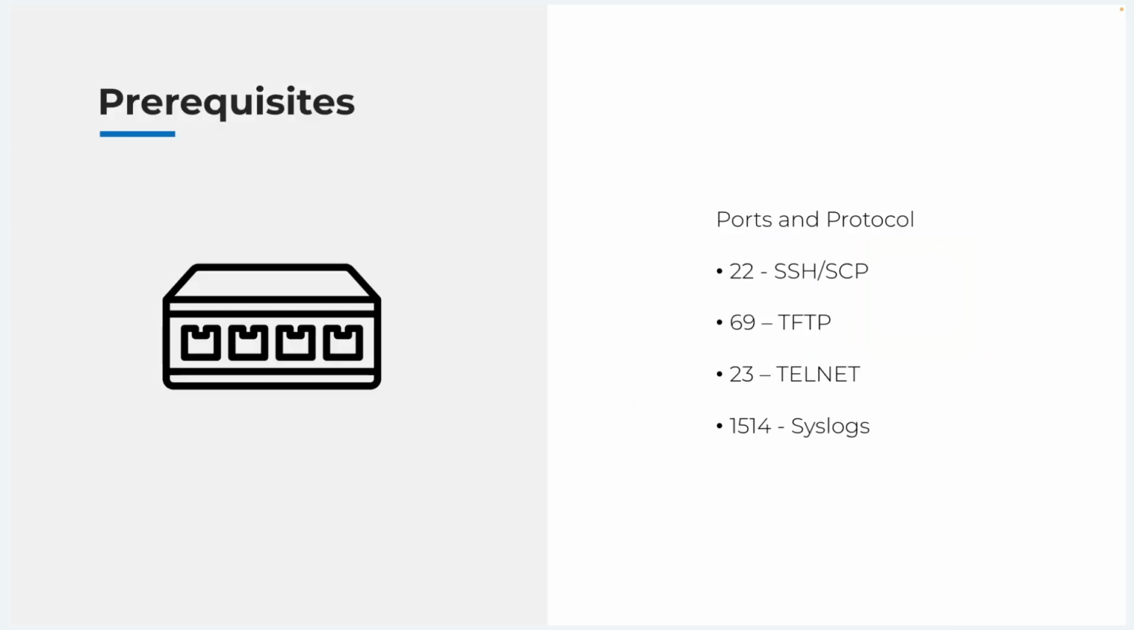So on the screen, you can see the prerequisite ports that need to be free and the respective protocols that would be used. So here we have the SSH SCP protocol on port 22, port 69 TFTP, and 23 is where we have the Telnet protocol running, and finally we have the 1514, which acts as the listener port and where you are required to forward all your syslogs for Firewall Analyzer to generate syslog-based reports.